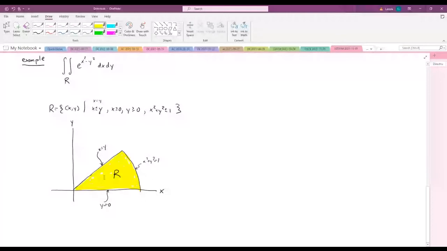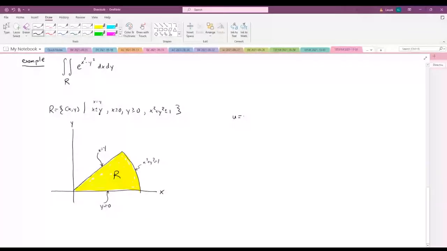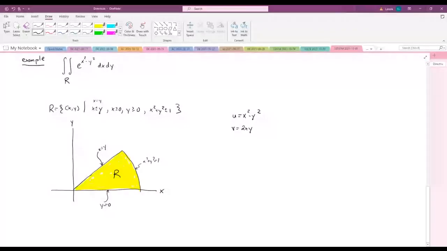Now, it's not easy to come up with a change of variables, so I'm just going to give it to you. We're going to let u equal x squared minus y squared, and v is 2xy. Here, instead of having x and y as functions of u and v, we have the other way: u and v, the new coordinates, are functions of x and y, the original coordinates.